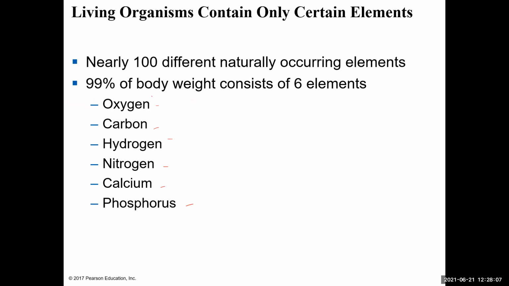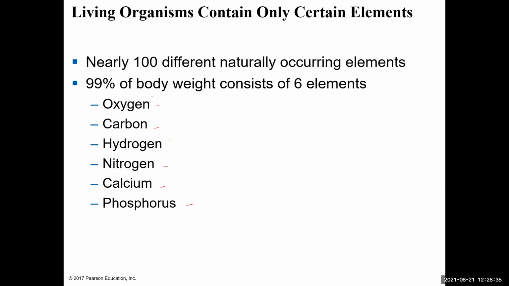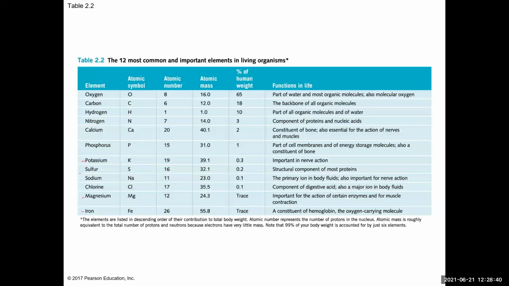The remaining 1% comes from some trace elements and then some micro elements. Right? So like potassium, sulfur, sodium, chlorine, magnesium, iron. This makes up like the remaining 1%. Okay? And so basically what I want you to know from that are these big 6. So the big 6 that make up 99% of our body weight.